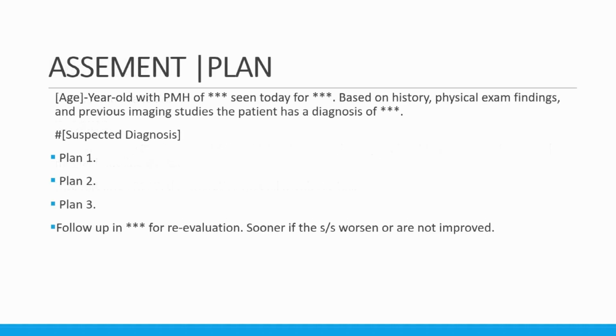So now let's look at assessment and plan. I said it last time, I like to bunch these two together because they really do go hand in hand. You want to have the age of the patient, the gender, the past medical history if it's pertinent, the reason the patient was seen for today, and the fact that based on the history, your physical exam findings, and previous imaging studies, your suspected diagnosis is XYZ. And then also your plan is plan 1, 2, 3. We're going to go over the plan that I created for this one.